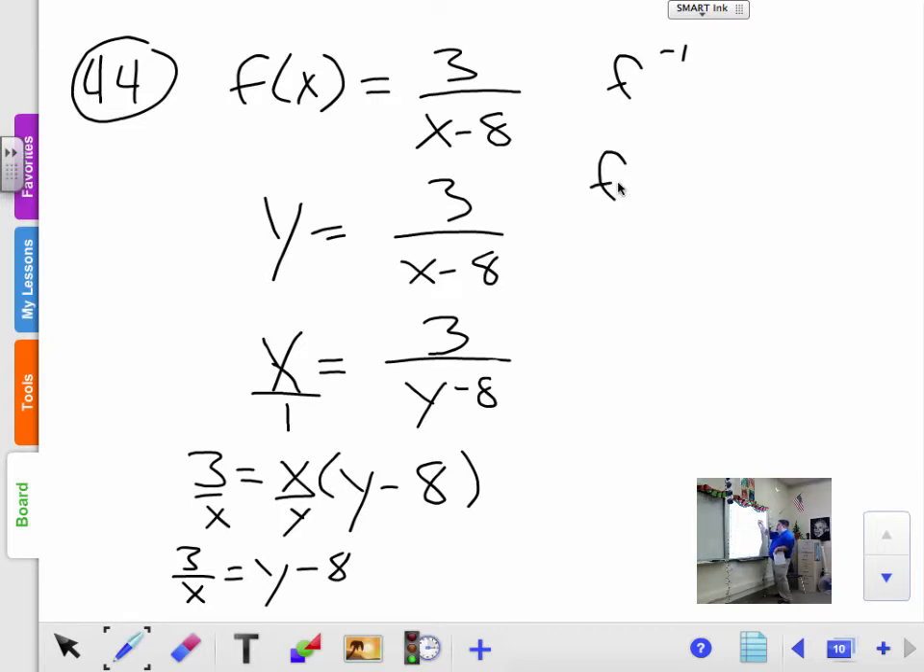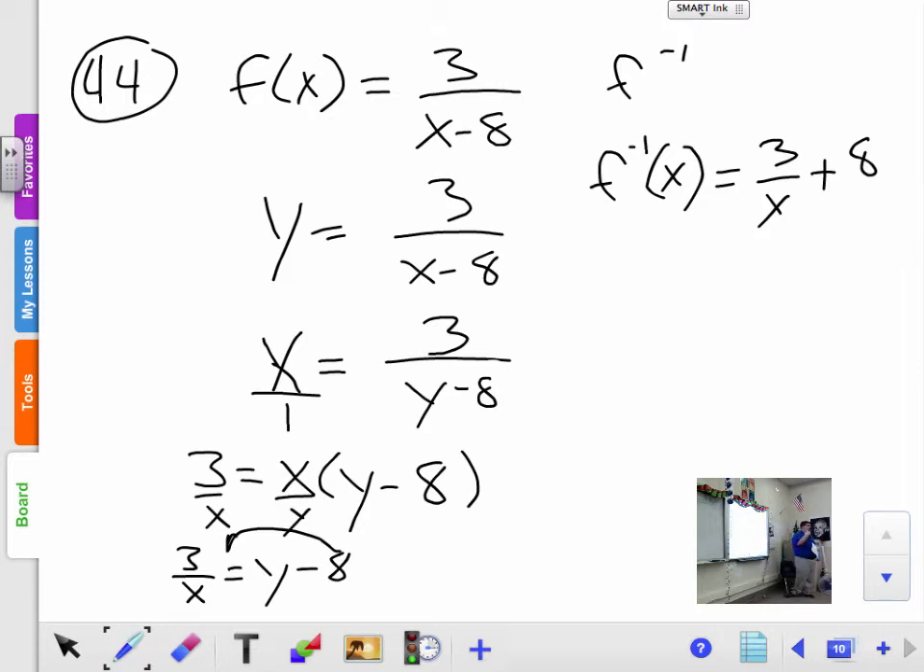And so then I'll get f inverse of x, which is really y, is equal to 3 over x minus 8. Or plus 8, I'm sorry, because when we move this to the other side, it becomes positive. And so if you look, though, it's not exactly how it's written. So we need a common denominator. So in order to make this a common denominator of x, we have to multiply the top and bottom by x.